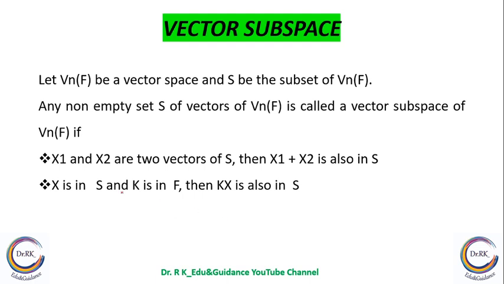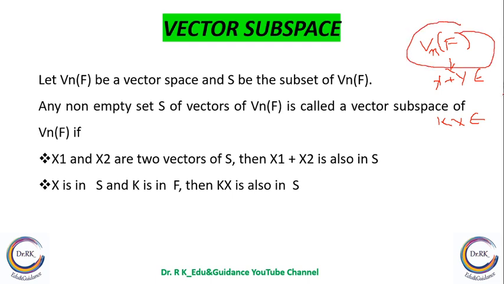Now, vector subspace. It is like a regular definition, similar to a subset, or a subgroup. Let VNF be a vector space. Vector space means we immediately remember the two properties we discussed. One is the closure: x plus y belongs to VNF, and the other is scalar multiplication: kx is also in VNF. Immediately we understand these two properties are satisfied.